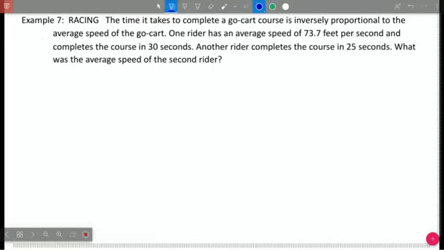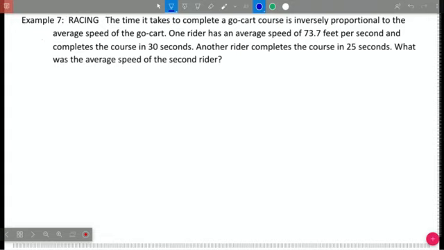All right, moving into number 7. So this is the first real world type situation where you may see inverse variation. In a racing scenario, the time it takes to complete a go-kart course is inversely proportional to the average speed of the go-kart. One rider has an average speed of 73.7 feet per second and completes the course in 30 seconds. Another rider completes the course in 25 seconds. What was the average speed of the second rider?